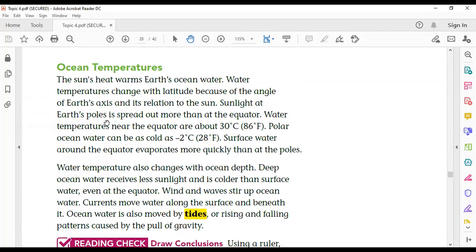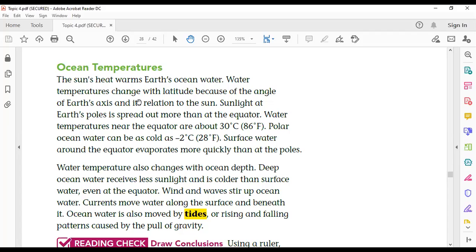This paragraph is talking about ocean temperatures. The sun's heat warms Earth's ocean water. Water temperature changes with latitude, because of the angle of Earth's axis. I want you to know that ocean water is hottest where? Near the equator, because there is more sunlight there. And ocean water is coldest where? Near the poles.